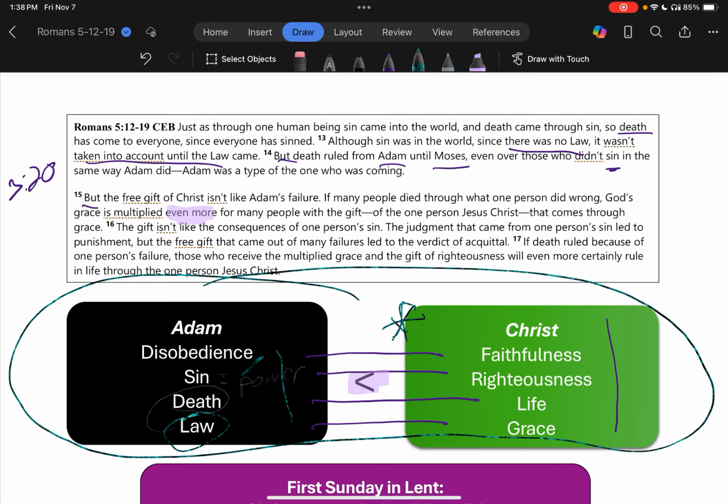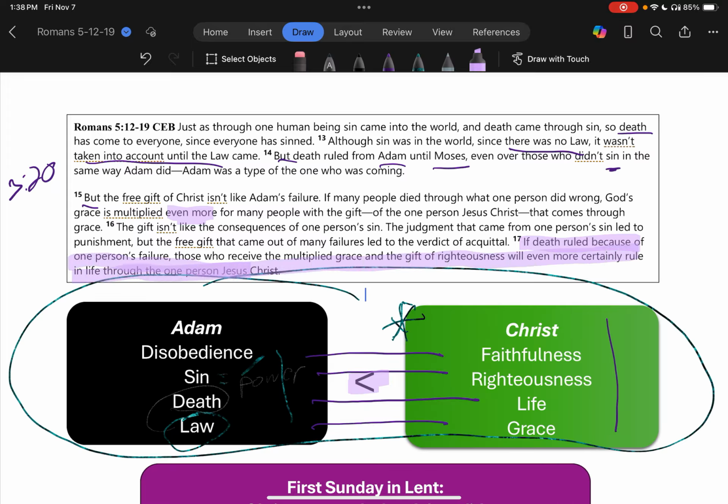The judgment that came from one person's sin led to punishment, but the free gift that came out of many failures led to the verdict of acquittal. If death ruled because of one person's failure, those who receive the multiplied grace and the gift of righteousness will even more certainly rule in life through the one person, Jesus Christ. And I think that verse 17 here is the point of this passage, right?